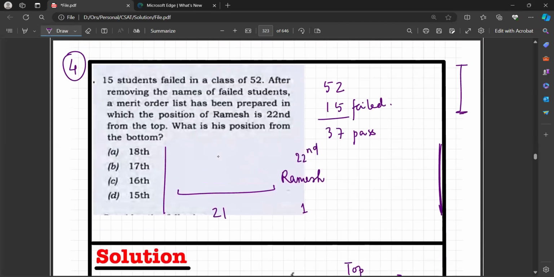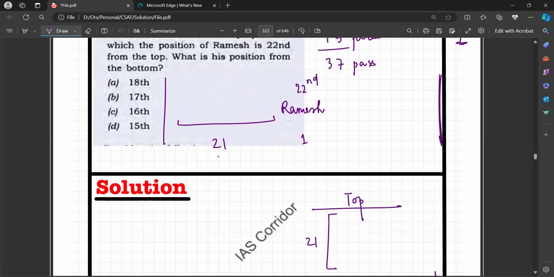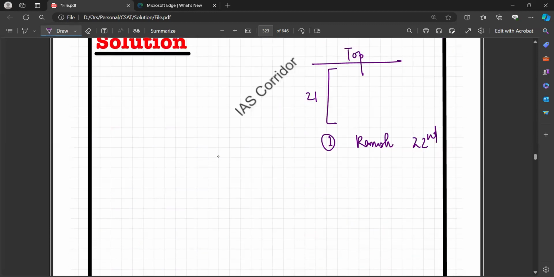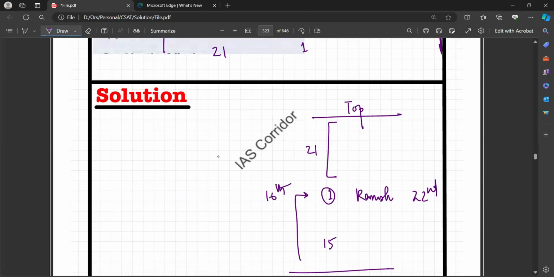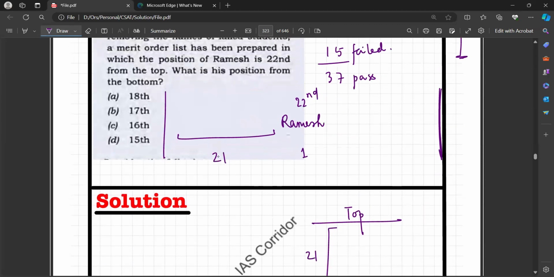Total number of students here is 37 which are passed. That means 22, 37. That means 15 students here. Clear? This will be 15 students. So total becomes 37. So what is the rank of Ramesh from bottom? 16th. Got it? No need to use n-1, n+1 formula. This simple logic of arrangement will help. So your answer will be 16.